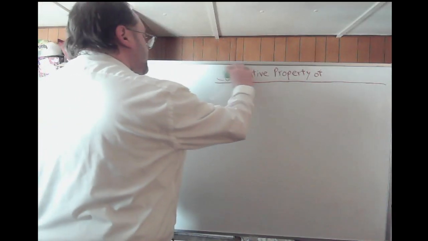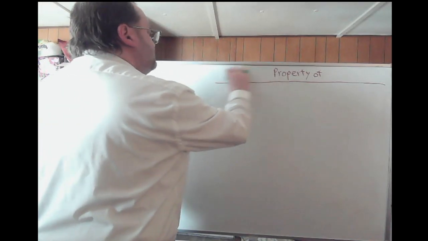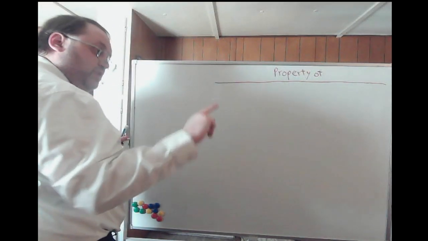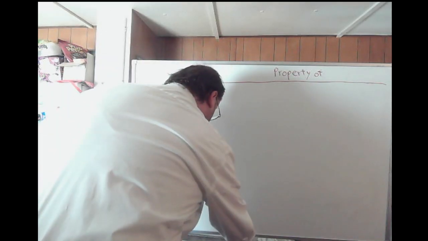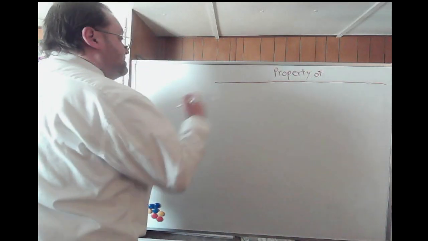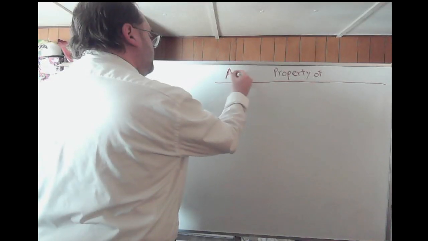Now, we've talked about the commutative property when the numbers commute, when they move around. That's how you remember that. So now we're about to talk about the associative property.